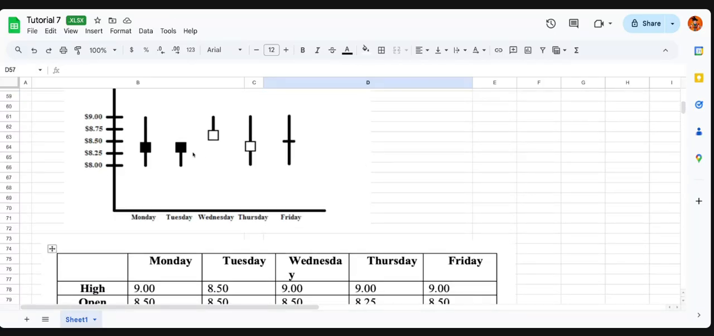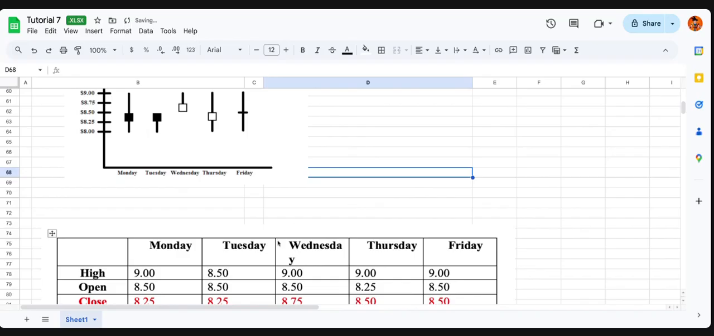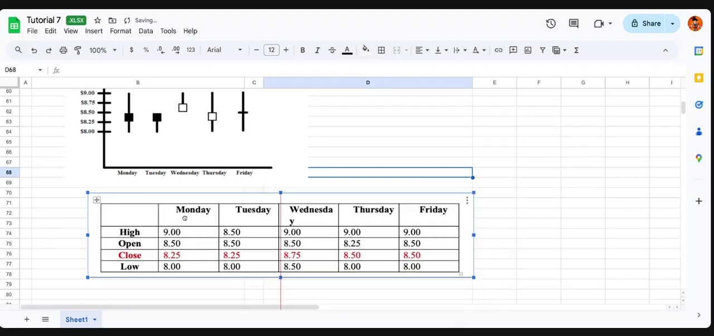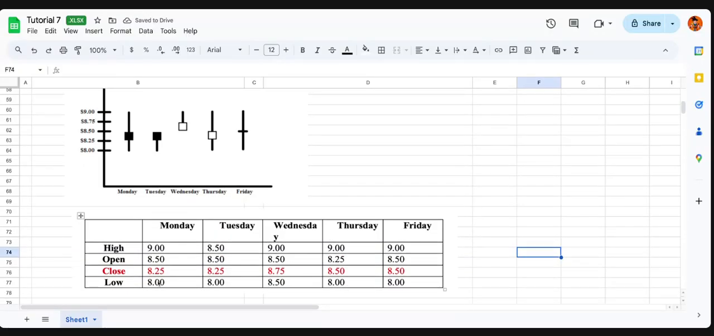The next question is basically looking at the candlestick, like what we saw just now. Let me just make it smaller. If you look at here, there are 5 candles. So Monday, the highest is 9. Lowest is 8. Then, because it's a black candle, which is equivalent to the red candle.